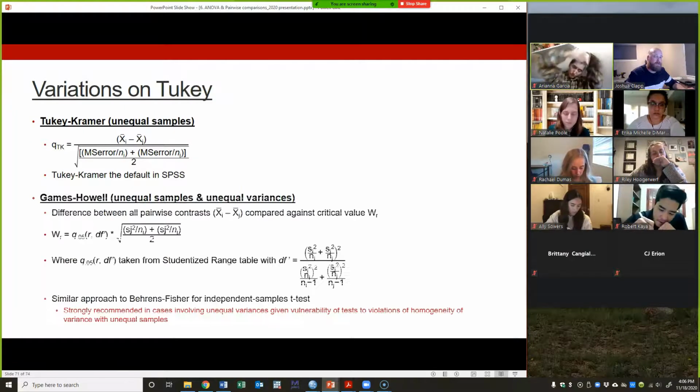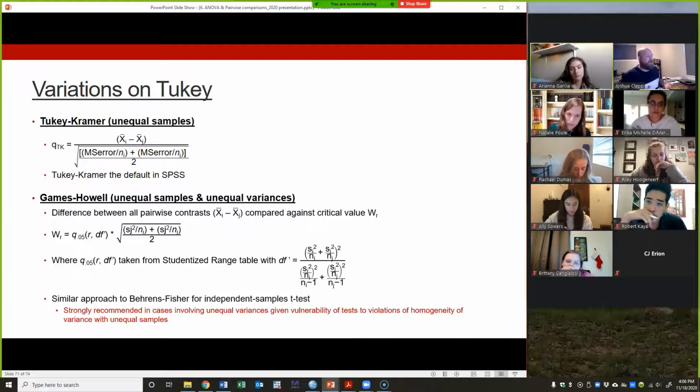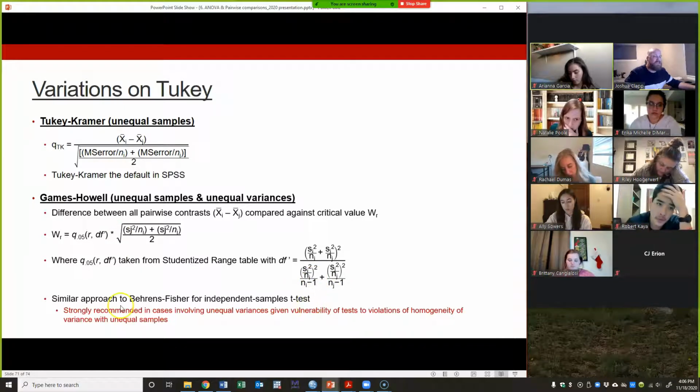so when you see Tukey, you're actually getting a Tukey-Kramer version of the HSD. Now, if in my omnibus test I'm seeing that I have both unequal samples and unequal variances, so an imbalanced design and also evidence of violations of homogeneity of variance, Games-Howell is probably what I should be using. It's basically the same thing as Tukey, except we're comparing against a different, adjusted critical value, with adjusted degrees of freedom.